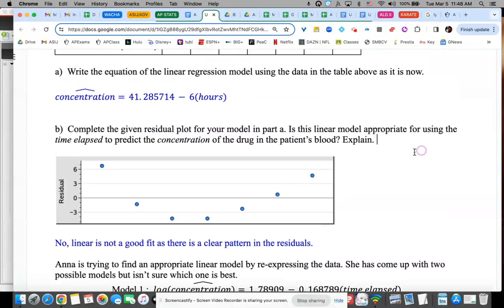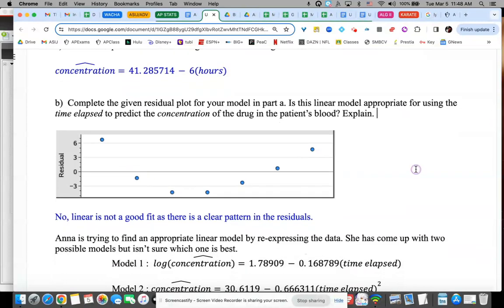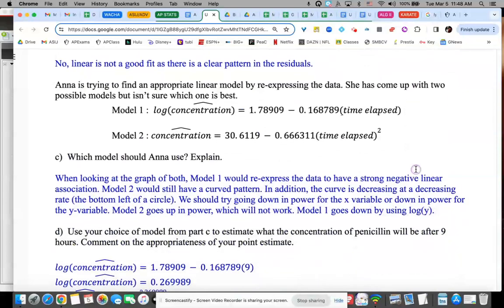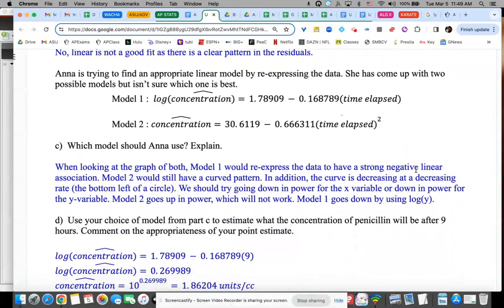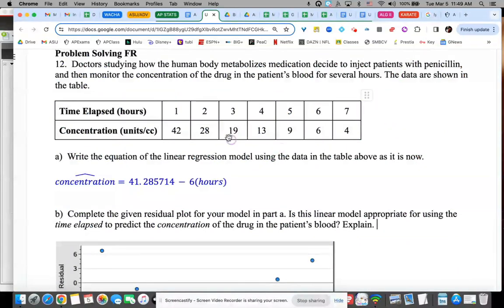Okay, so is linear a good fit? No, it is not. Remember, we're working with a lot of problems and curved data, right? So there's a pattern in the residuals again, so not a good model. Okay, so what should you do to try to make this better? You have the actual data. I know what the actual scatter plot looks like.